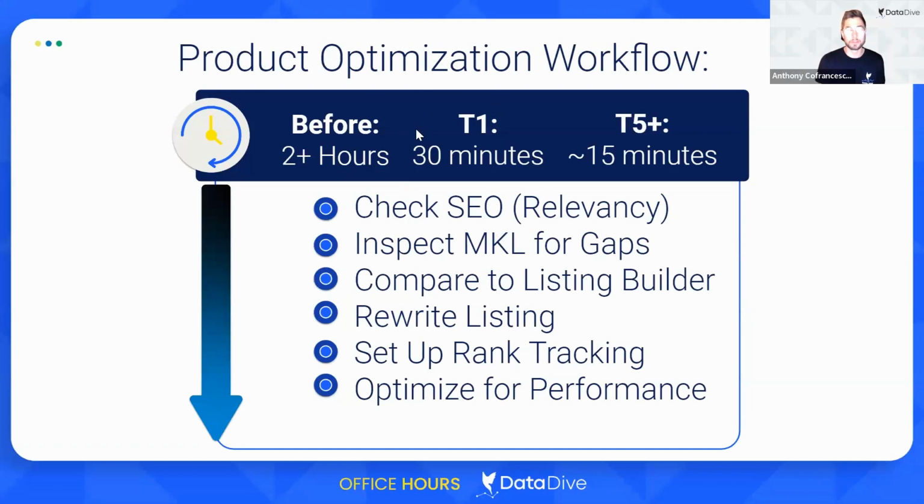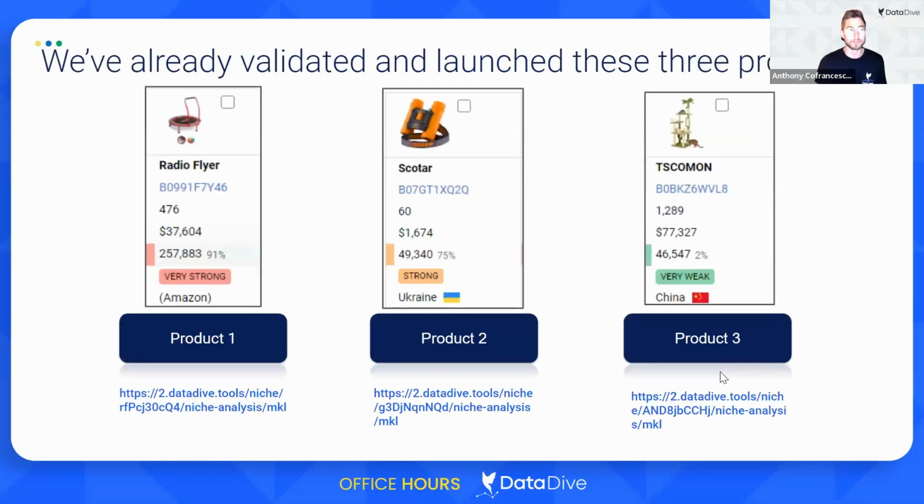So from a high level, this is the optimization workflow. We're going to first check SEO and relevancy, get an idea for how the SEO landscape looks for this niche. Then we're going to inspect the master keyword list specifically for the product that's our product, and look and see if we can identify any gaps. From there, we're going to compare those gaps to see if there's any gaps inside of the listing builder. Then we're going to move on and rewrite the listing, set up rank tracking, and then next week we're going to actually optimize for performance.